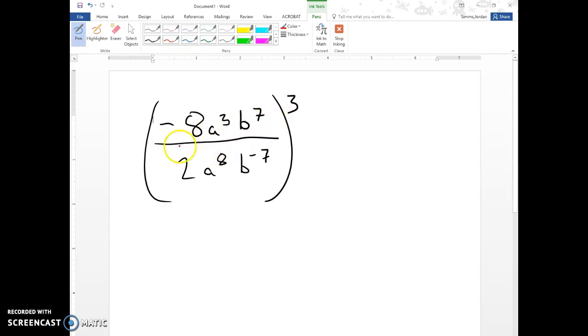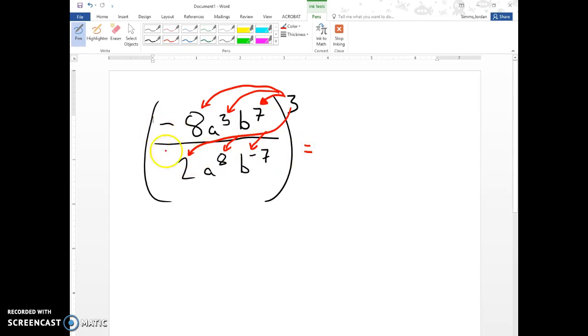So I just wrote down your question, and remember everything inside the brackets here is going to get cubed. So we're going to cube the -8, we're going to cube the a cubed, and then we're going to cube the b to the power of 7. We're also going to cube the 2, the a term, and the b term down here.